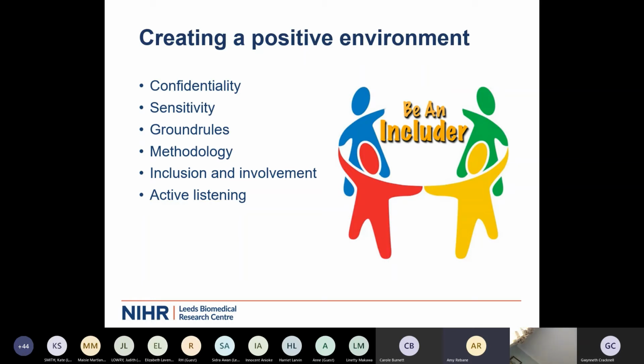Sensitivity, so thinking about making sure that if people don't want to share something but it's relevant, there's a forum in which they can share it with you afterwards as well. But also being mindful that people are sharing their lived experiences, and there's an element of vulnerability with that, and how you treat that with kindness and caution.